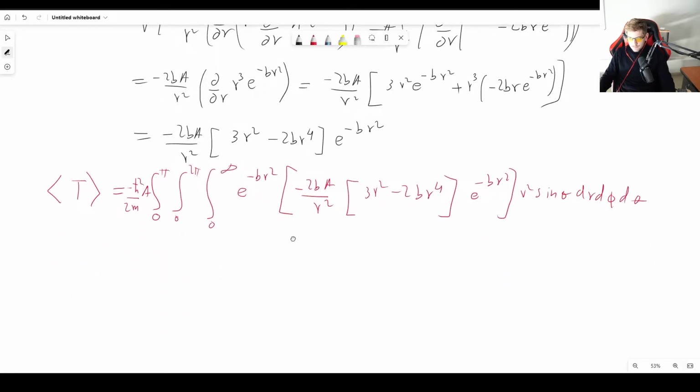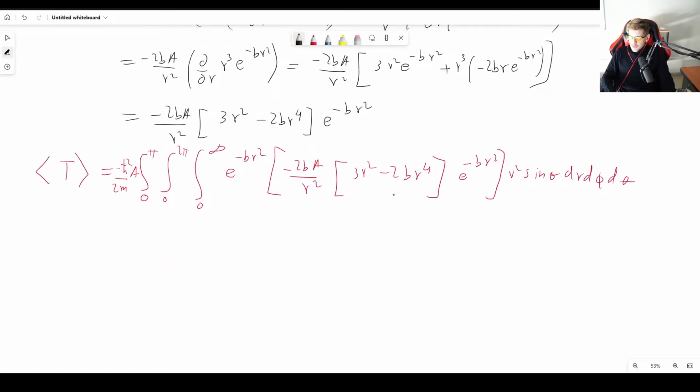Okay, so there's a lot we can simplify here. First of all, this r squared cancels out with this. We can easily calculate, as before, the integral of sine theta d theta and d phi, which gives us 4 pi. Then we can take this outside and put it together with this. When we do it, the minus signs cancel out and the 2's cancel out, and we get a squared. So basically we get a squared h bar squared b over m. Okay, and then we have the rest of the integral.